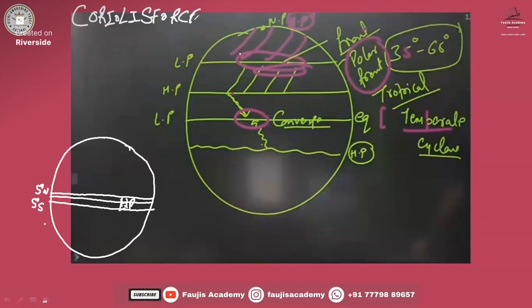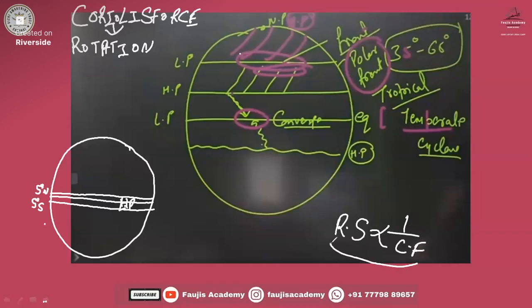That is happening because of the rotation of our Earth's surface. Because of the rotational speed, there is a creation of a force. That force is the Coriolis force, and this Coriolis force is inversely proportional to rotational speed.